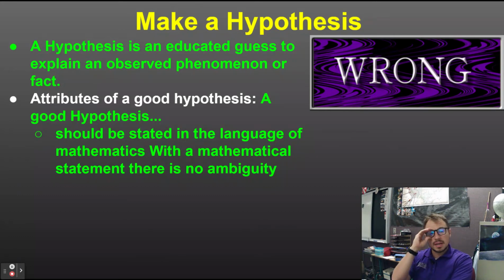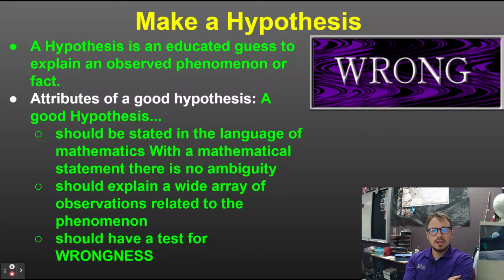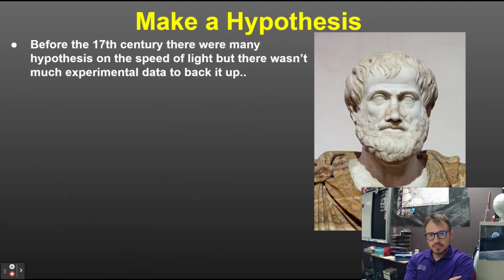So remember, we talked about saying, hey, if I want to order a large soft drink, well, large is ambiguous, right? That could mean a lot of things. But if I said I want a 32-ounce drink, well, there's no ambiguity there. A good hypothesis should also explain a wide array of observations related to the phenomenon and should have a test for wrongness.